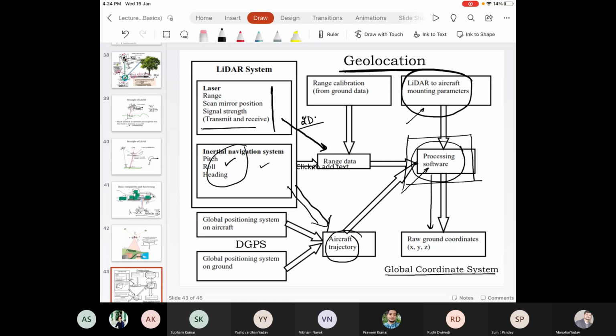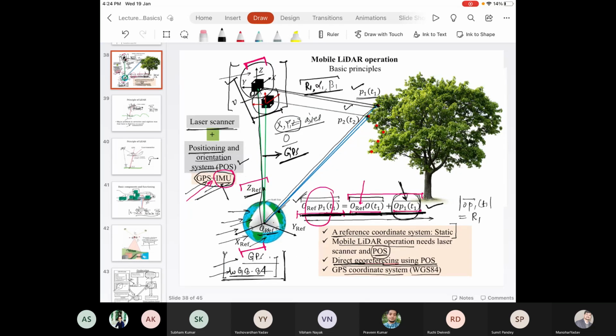Tell me, if we apply a modification and do not use an IMU unit, what will happen with reference to this discussion? Let's say the IMU unit is not integrated in the POS unit. So what will be the problem?